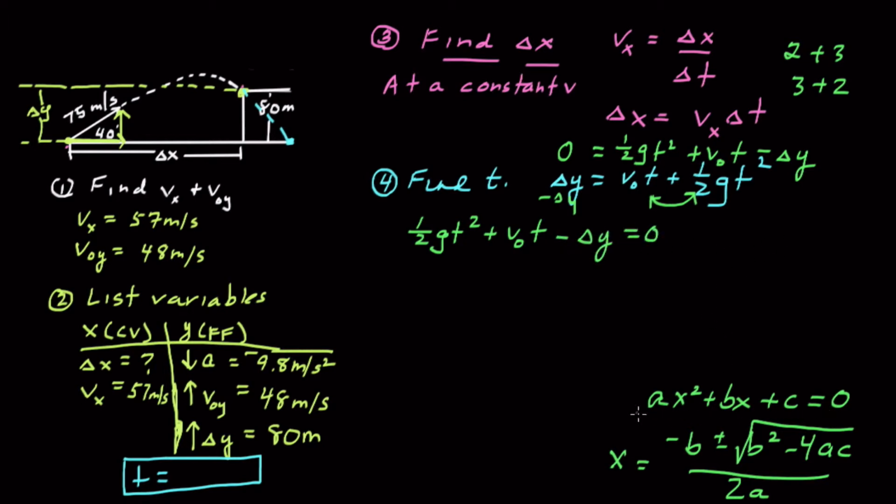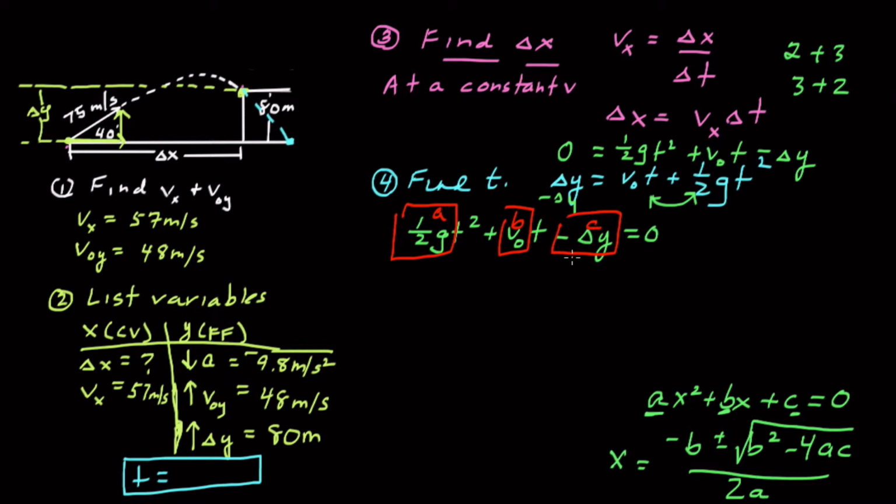Well, this is a quadratic, right? I know what my a is, my b is, and my c is. Let me just mark it for us here. This 1/2 g is a. This v naught is b. And this minus delta y is c. And you've got to keep track of that negative sign.